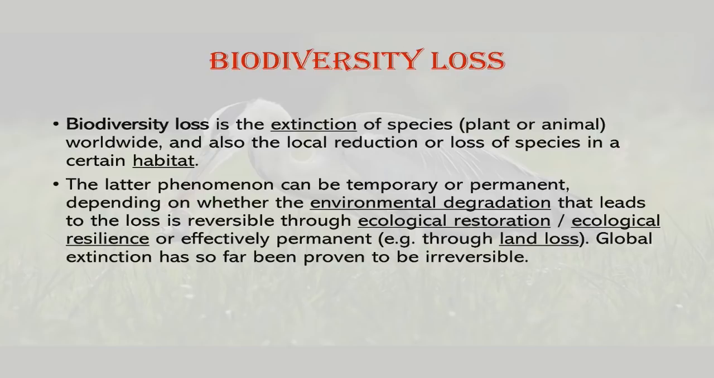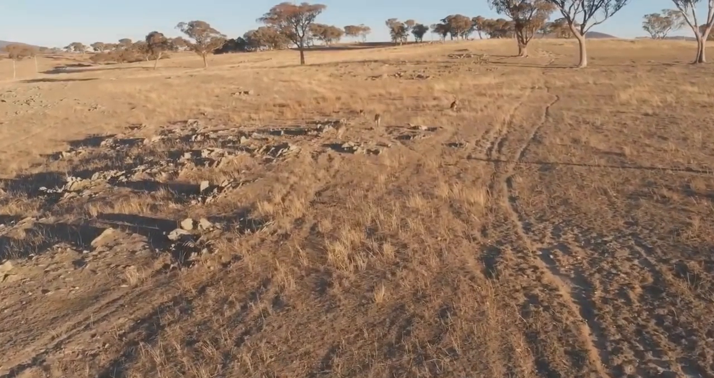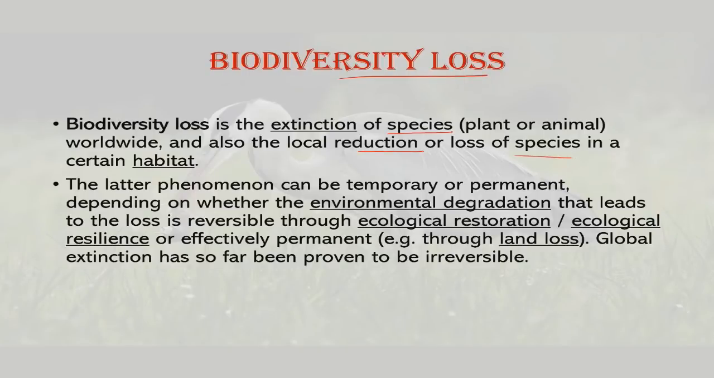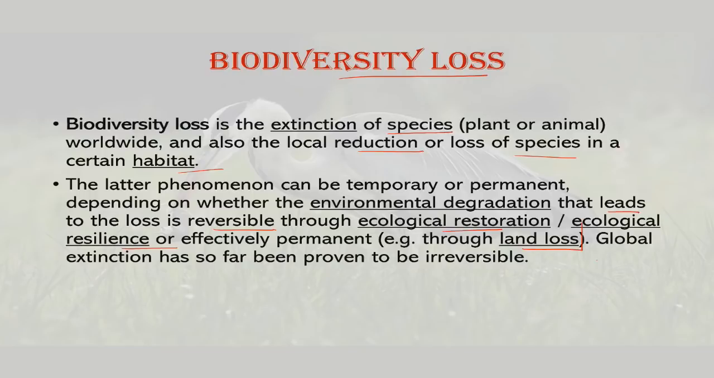Now, coming to biodiversity loss. Biodiversity loss is the extinction of species, whether plant or animal, worldwide, and also the local reduction or loss of species in a certain habitat. The latter phenomenon can be temporary or permanent, depending on whether the environmental degradation that leads to the loss is reversible through ecological restoration or ecological resilience, or effectively permanent, for example through land loss. Global extinction has so far been proven to be irreversible. There's a separate lecture on biodiversity loss in this series of environment lectures.